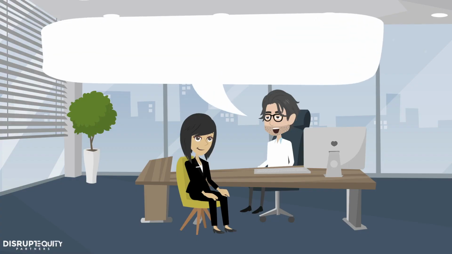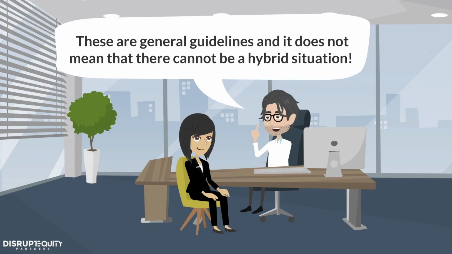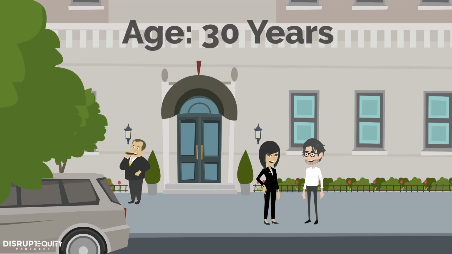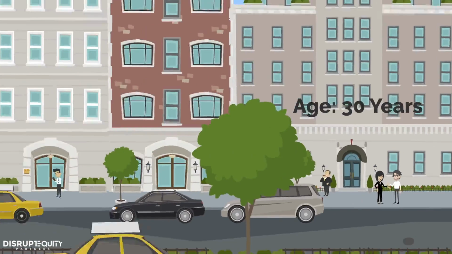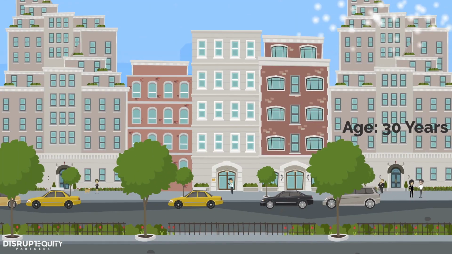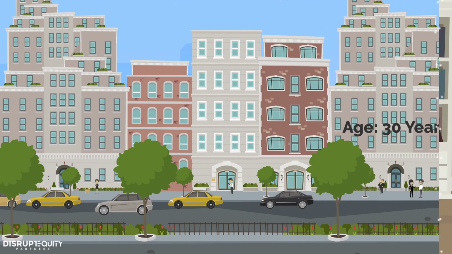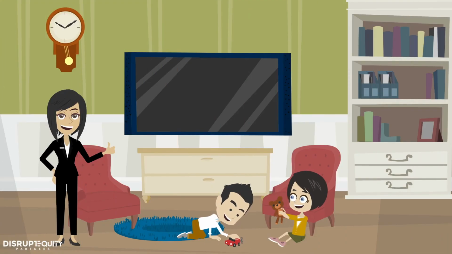Derek reminds Jane that these are general guidelines, and it does not mean that there cannot be a hybrid situation. For example, a 30-year-old apartment in a prime location can still be considered Class A due to both condition and location. Jane now understands the various multifamily asset classes and is excited to get started investing.